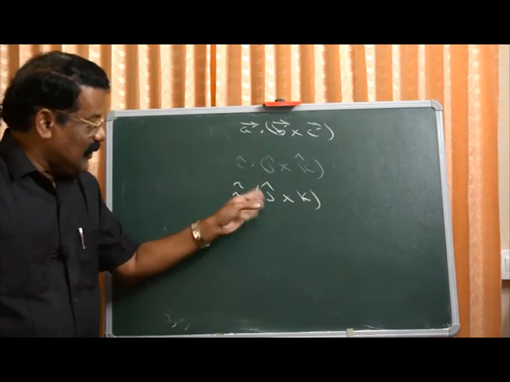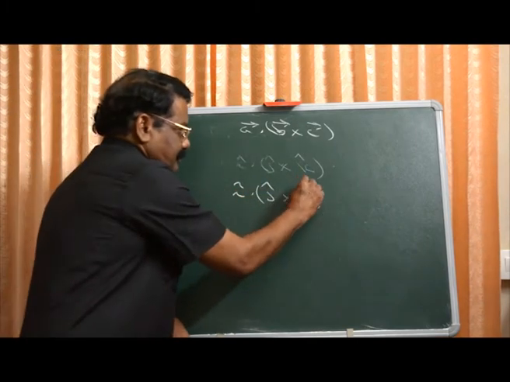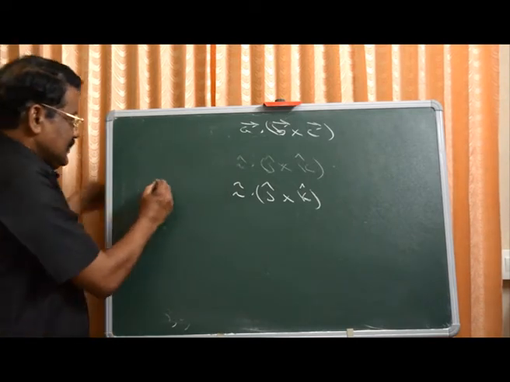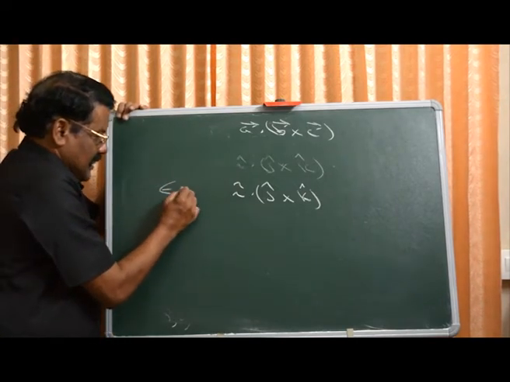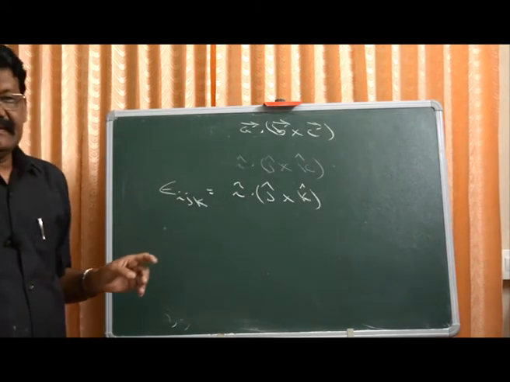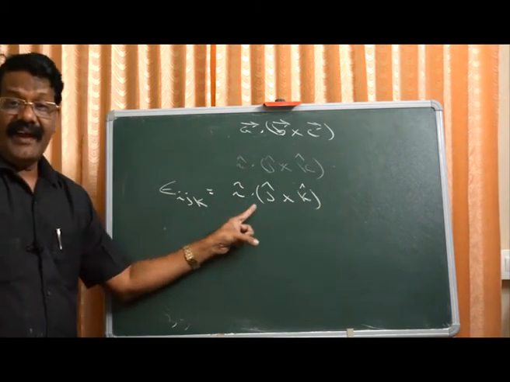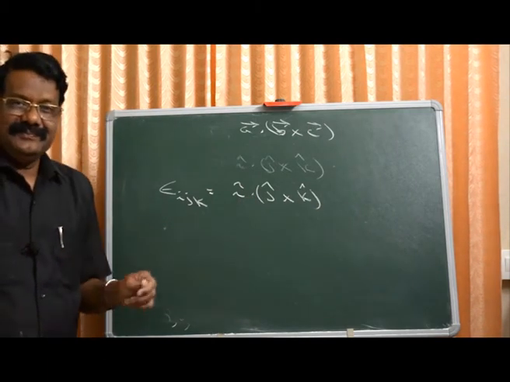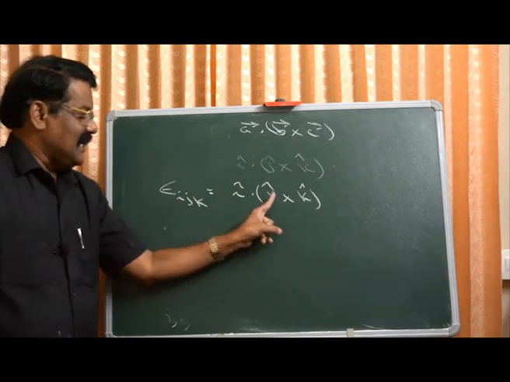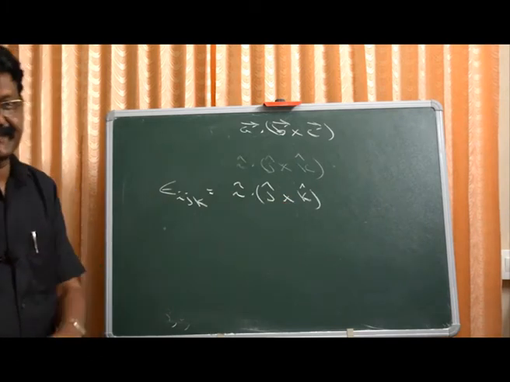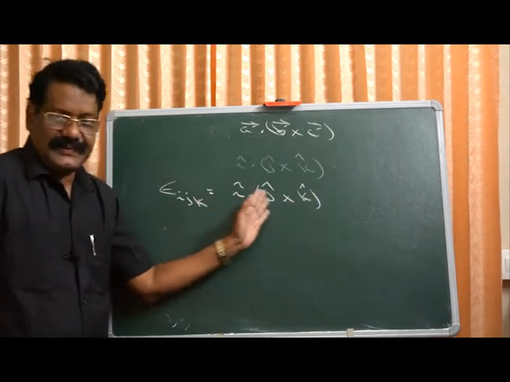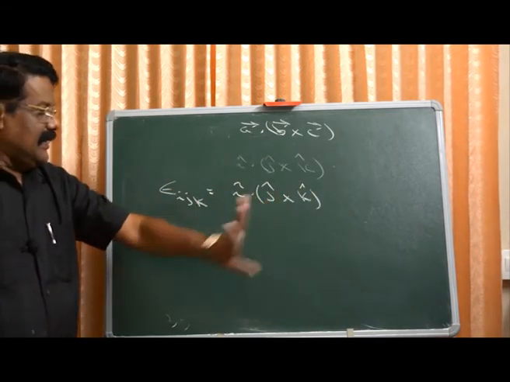This i dot j cross k is called the Levi-Civita symbol. Correct? It is denoted by epsilon ijk. This is the vector world notation and this is the tensor world notation. In the realm of tensors, we write i dot j cross k as epsilon ijk. Now we will see what are the properties of these.